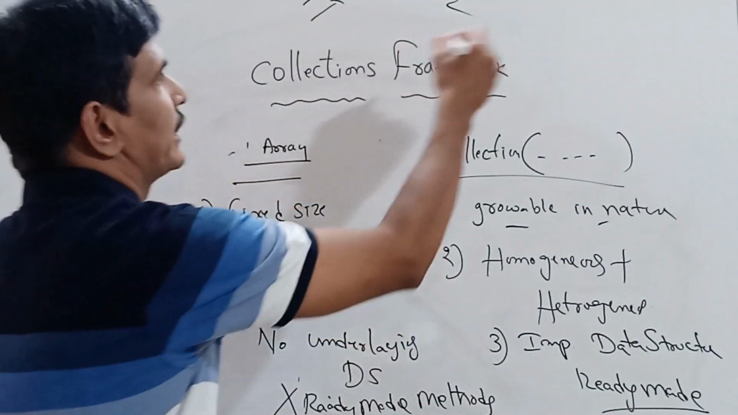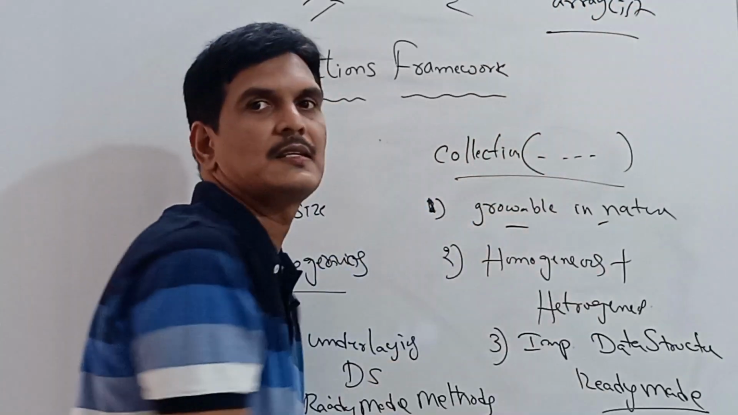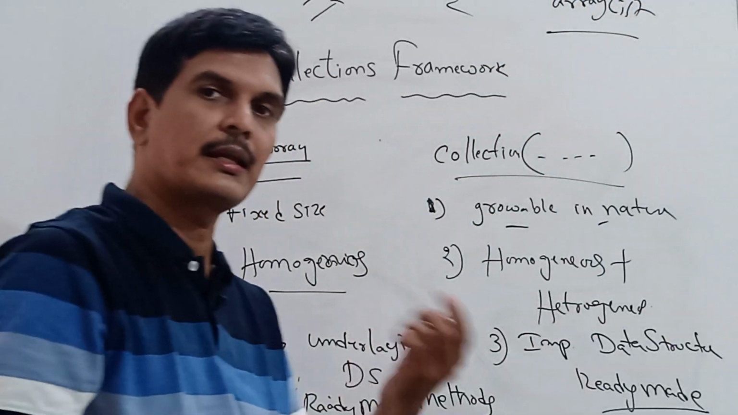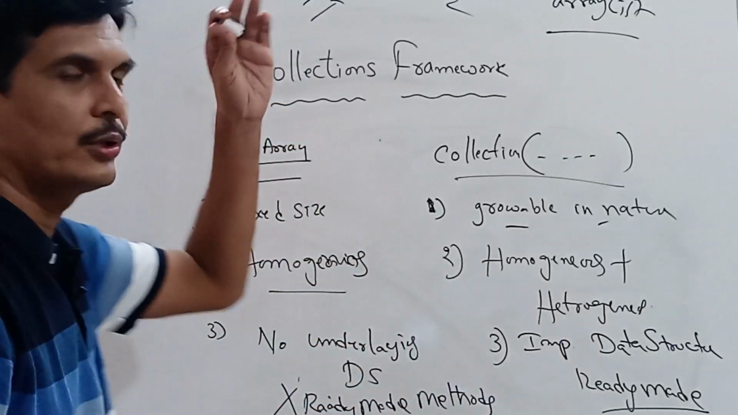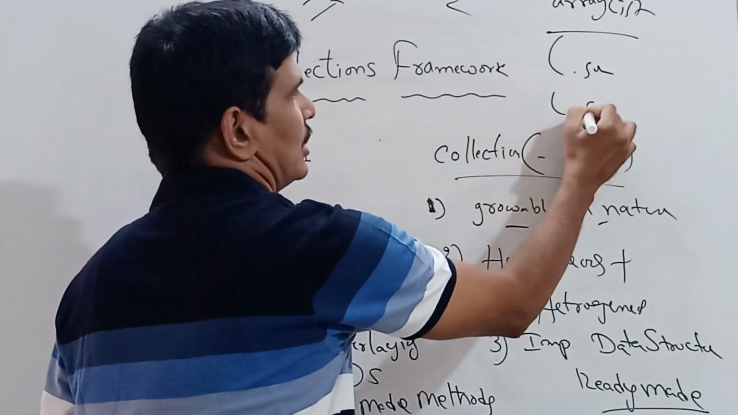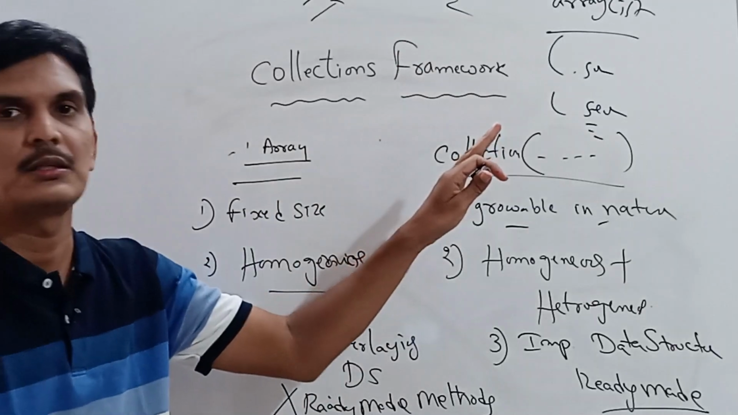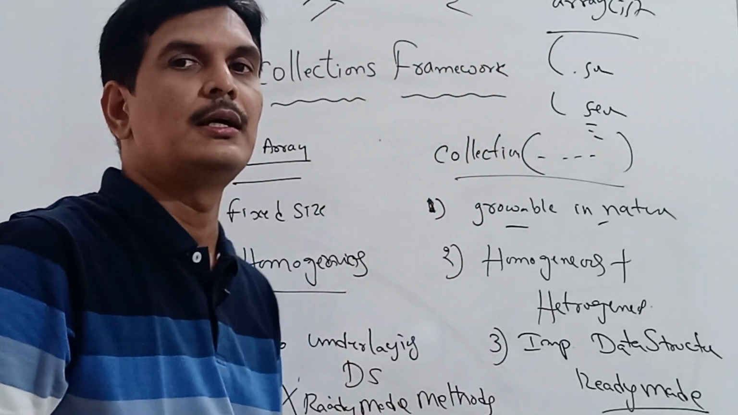Instead of an array, when I create an array list, basically what is an array list? Array list is a collection. When I create an array list, we don't need to write such logic. We have ready-made methods for sort or search. By using those ready-made methods, we can do different operations on the collection.